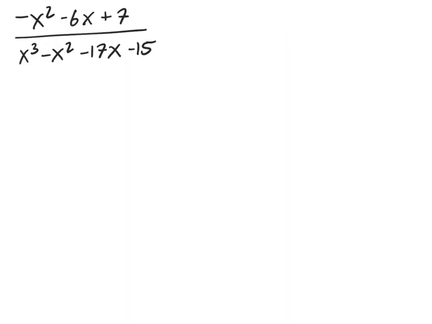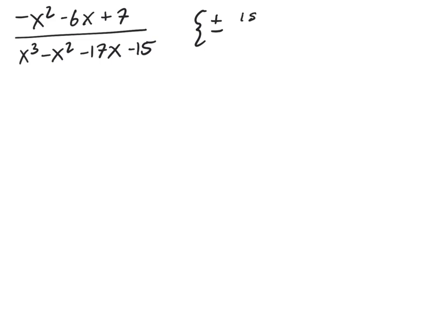So here's our more difficult problem where we have a cubic on the denominator and we have to use our rational root theorem and some synthetic division to help us out a little bit. So factoring this denominator, our rational root theorem tells us that all of our roots are going to be of the form plus or minus the factors of negative 15 or of 15 divided by 1.